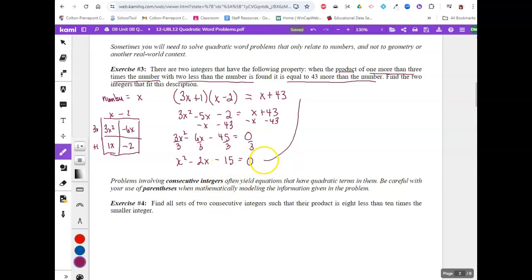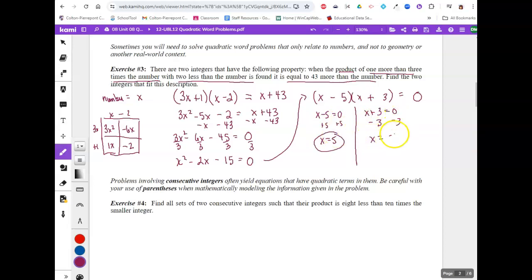Okay, now we want to factor this. Here's my two sets of factors. We have x and x. How do we get negative 15? Well, it'd be 5 and 3. What kind of signs are we going to need? It depends on if we want positive 2 or negative 2. We want negative 2, so it'd have to be negative 5 and positive 3. You can use the calculator if you're not sure, or do the box. All right, x minus 5 is equal to 0. x plus 3 is equal to 0. Solve for x. x is equal to 5.